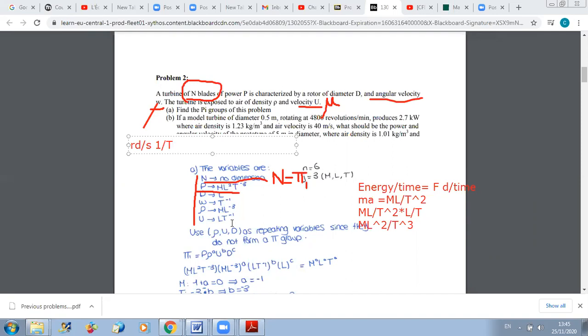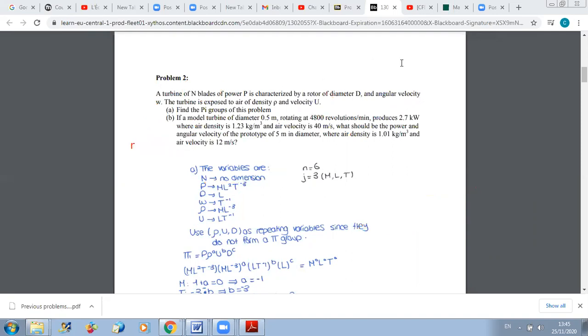So now I am done with the dimensions of my variables. Now I can start to determine how many groups I need. First, I count my variables: 1, 2, 3, 4, 5, 6. So n is equal to 6. Second, to determine j, what are the dimensions involved here? M, L, and T. So the number of dimensions involved is 3. So j is equal to 3. So I deduce that the number of groups can be equal to 3 if j is 3.